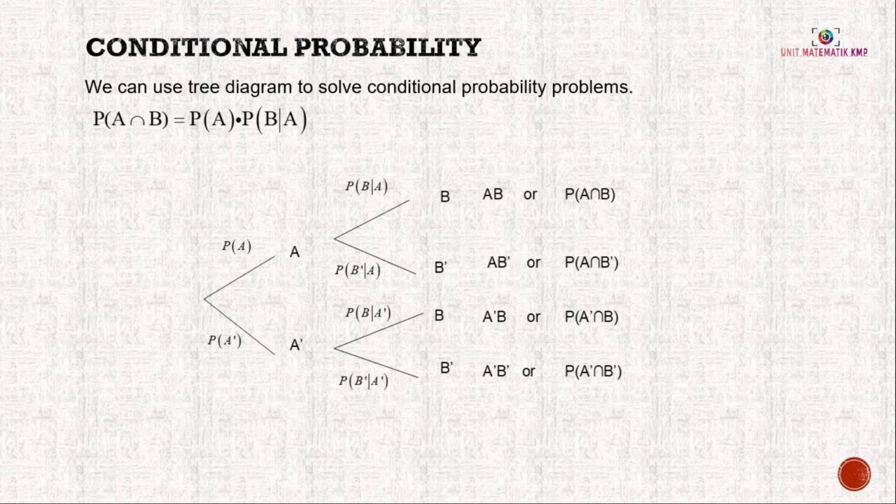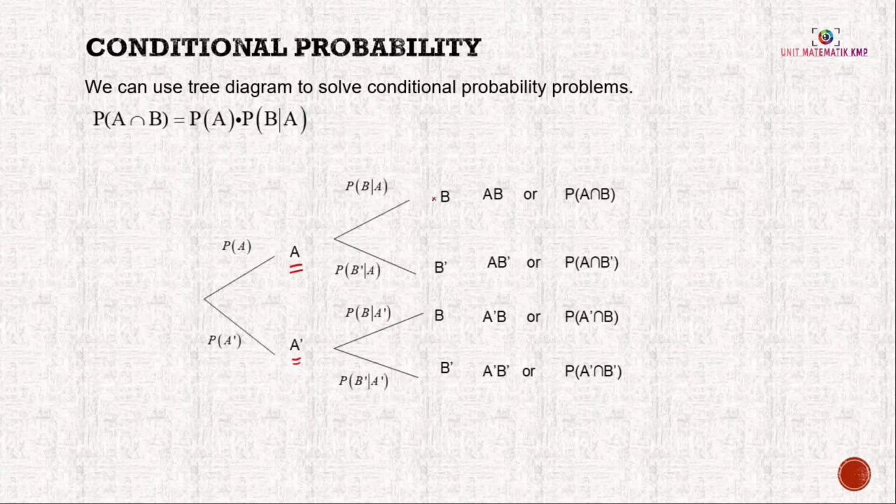Okay, for conditional probability, we can use a tree diagram to solve conditional probability problems. So this is the formula of conditional probability, and this is the tree diagram. The first branch has the probability of A and A prime, which is the probability of A happening and the probability of A not happening. So we write the probability on top of the branch. At the end are our outcomes or results.